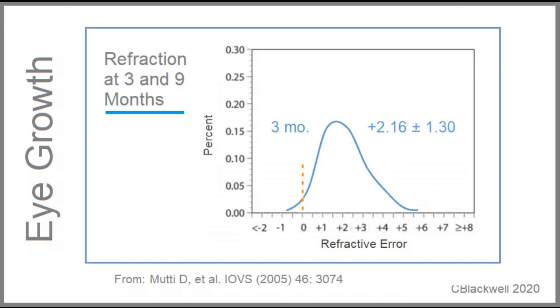This is what refraction looks like at age 3 months. Infants average about 2 diopters of hyperopia with a moderate range of powers. By 9 months, the gold line, the average is closer to 0 and the spread is narrower. This improvement is the result of the fact that eye growth is self-correcting by a remarkable process known as emmetropization. It is the subject of video number 3.